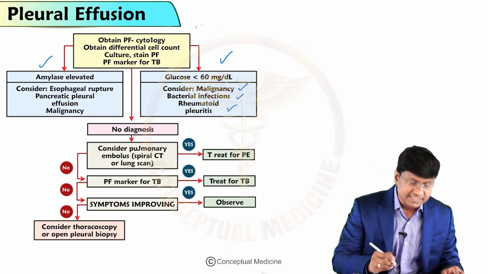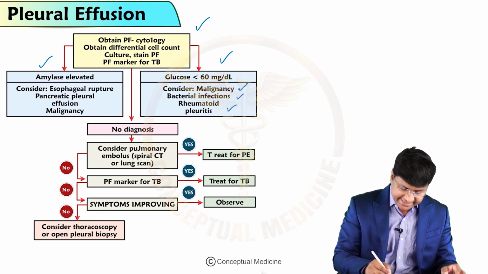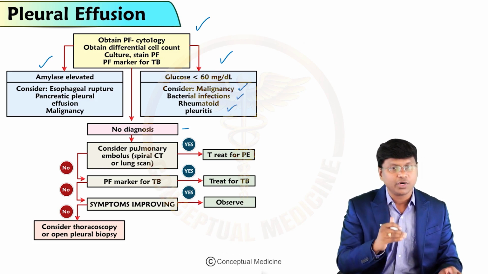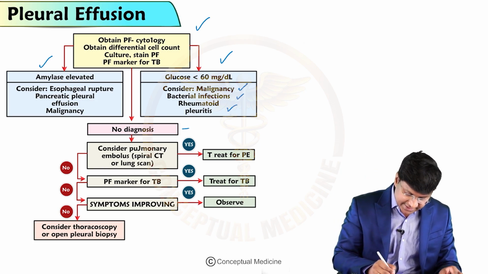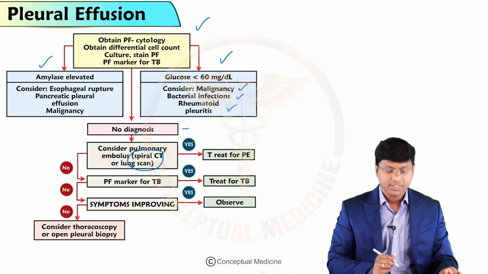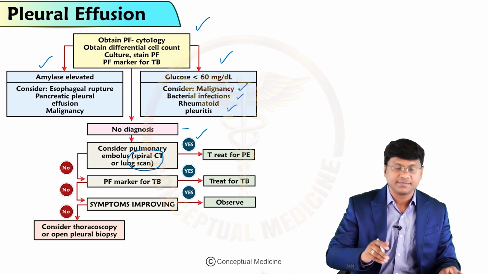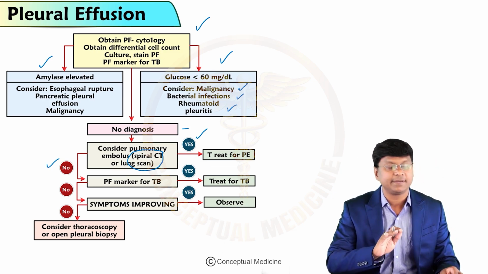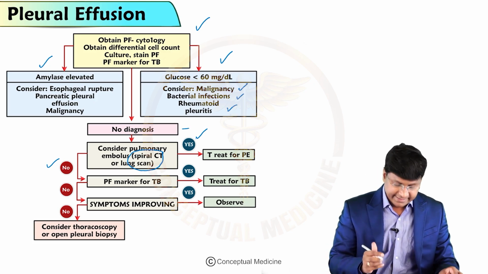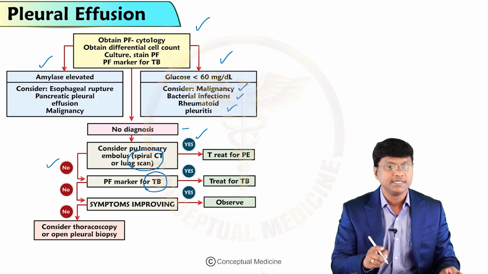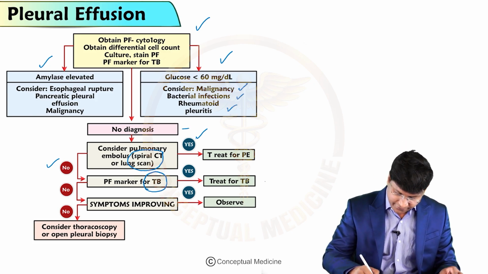Or suppose you have done all the workup and there is no diagnosis, you did not come to a particular etiology, then what do you need to do next? You need to consider pulmonary embolism and do a spiral CT or a lung scan. If you found that pulmonary embolism is there, treat for pulmonary embolism. And if even upon doing the spiral CT or lung scan, pulmonary embolism is not found, then you have to test for the marker for tuberculosis. If the marker for tuberculosis, that is TB-PCR, is positive, then you treat for tuberculosis.